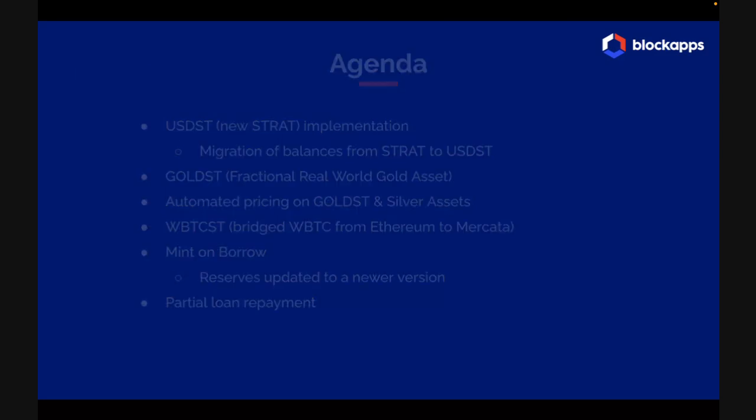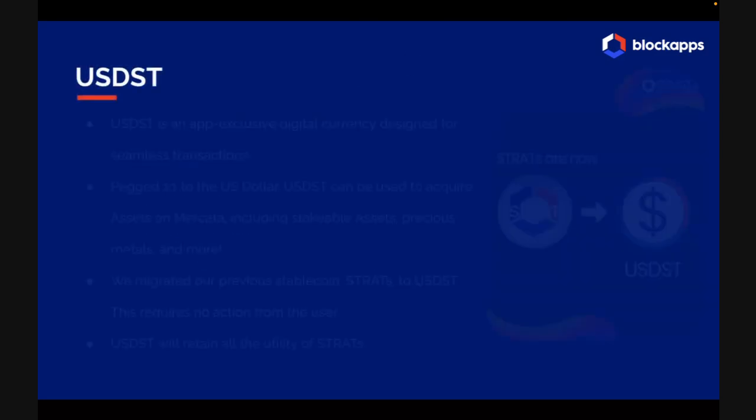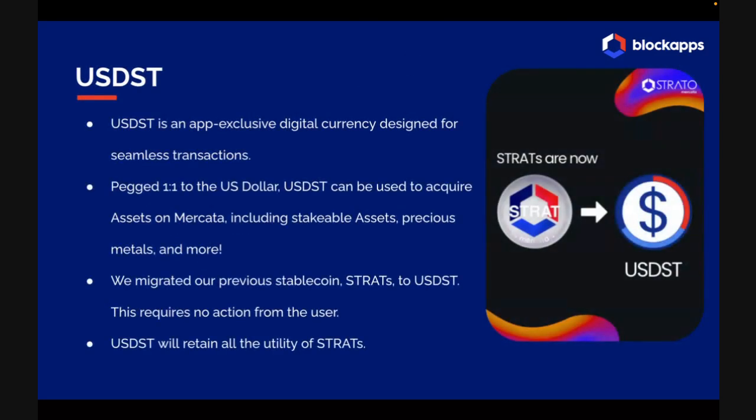So to start it off, start with USDST and what USDST is. So it's an app exclusive digital currency and our primary currency that is used on STRATO Mercado. And it's a stable coin which can be used to purchase assets on Mercado, including stakeable assets, precious metals, and more. And USDST is pegged 1-to-1 to the US dollar.